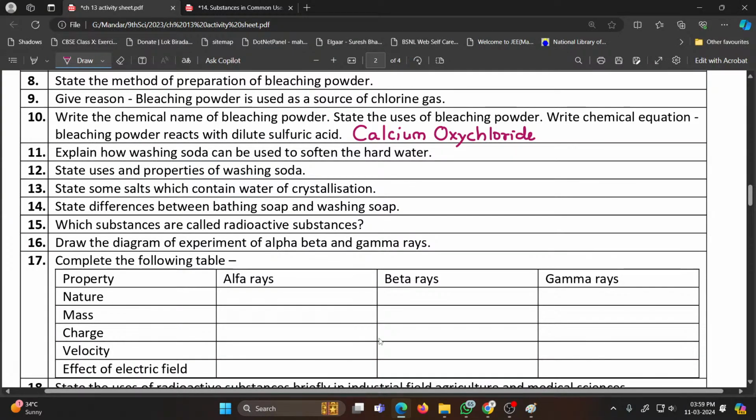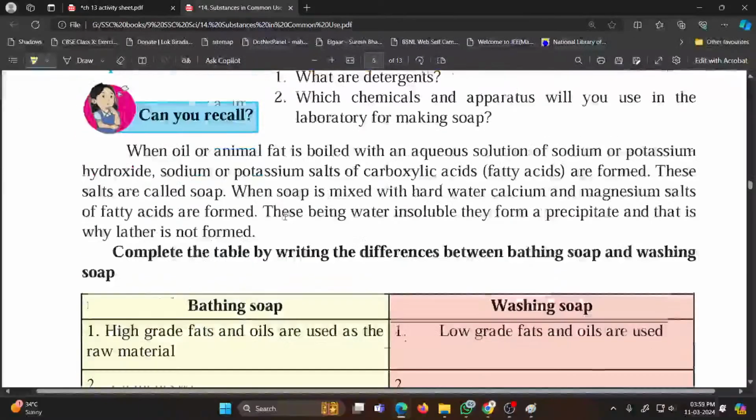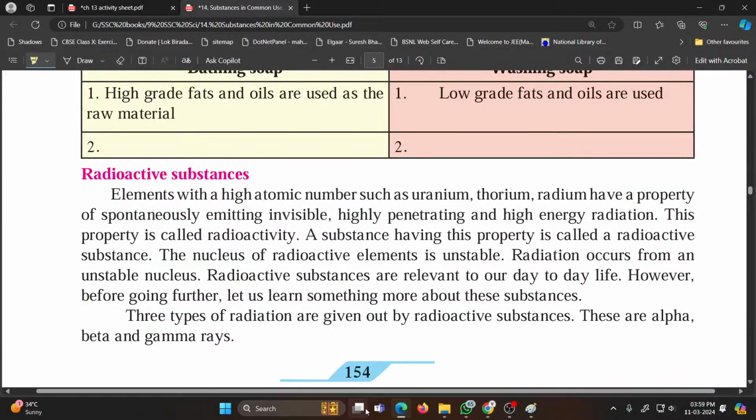Which substances are called radioactive substances? Elements with high atomic number such as uranium, thorium and radium have a property of spontaneously emitting invisible, highly penetrating, high energy radiation. This property of those elements to emit such radiations is called radioactivity, and substances having this property are called radioactive substances.